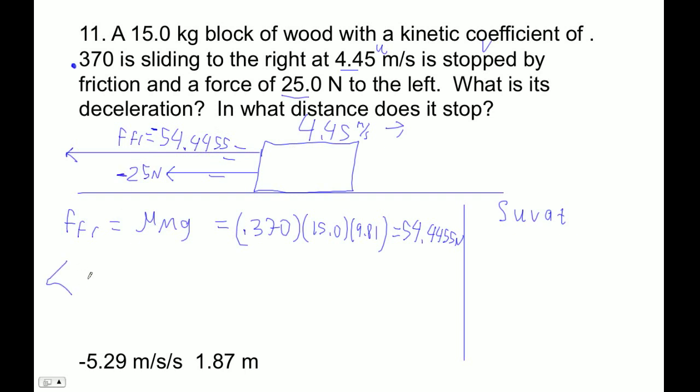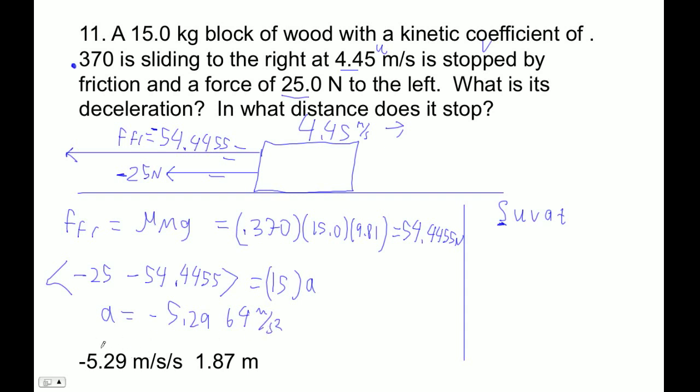And now our F equals ma is terribly one-sided. Negative 25 newtons minus 54.4455 equals 15 times a. So we've got to figure out the a, and then we'll use that a to find s. Divided by 15, I'm getting the acceleration is negative 5.2964 meters per second squared.